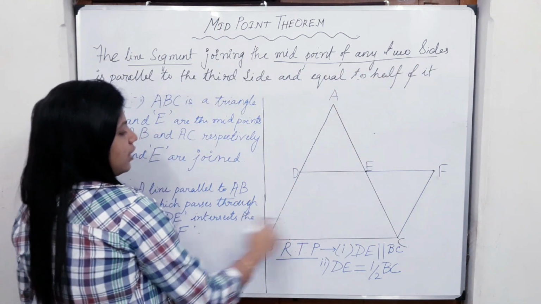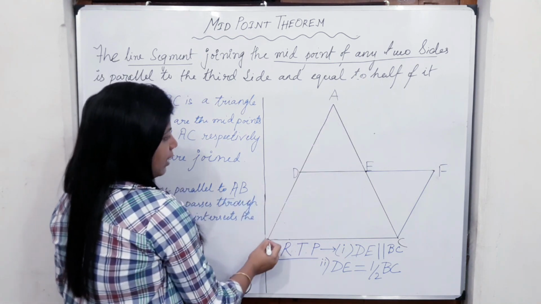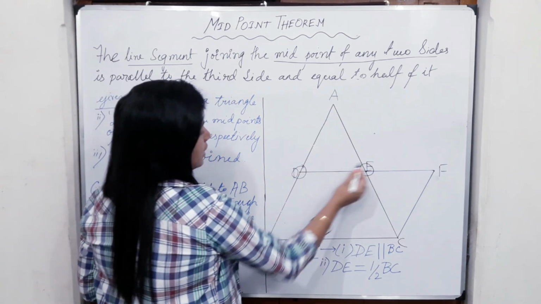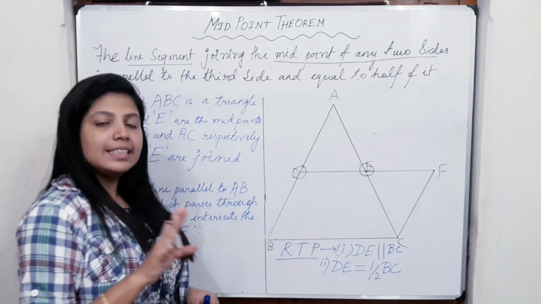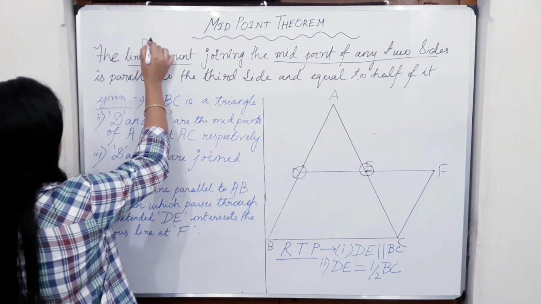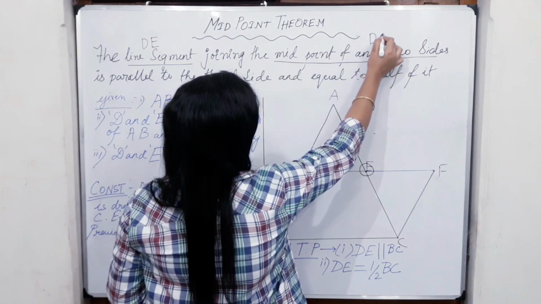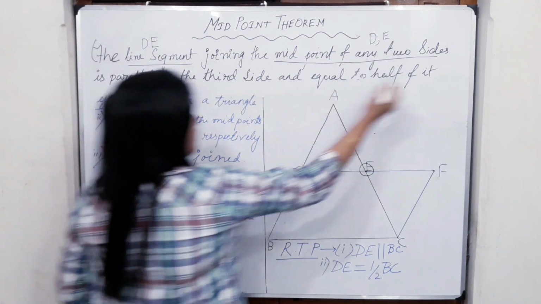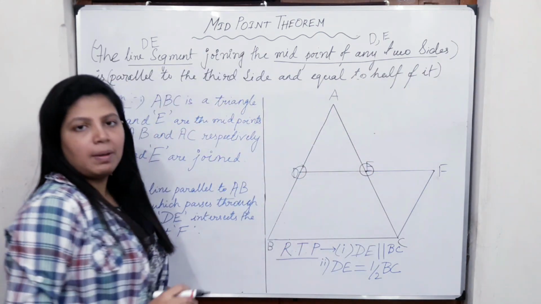So first I have taken a triangle here, ABC. Now D is the midpoint of AB and E is the midpoint of AC. These two are given as midpoints. Also D and E are joined here. So these three are in the given condition. Line segment means here DE, joining the midpoints of any two sides, that means D and E. This is given.